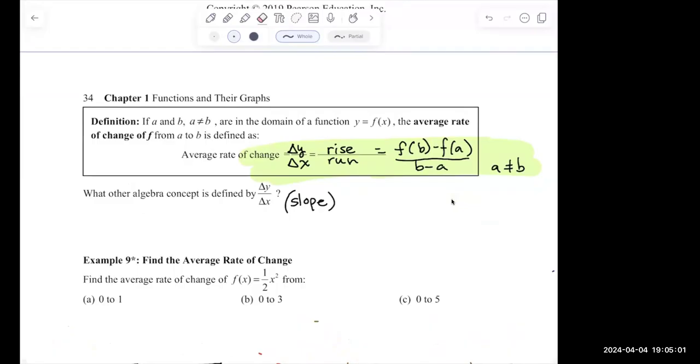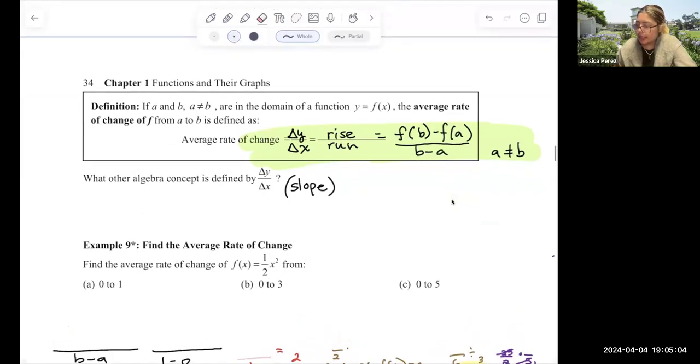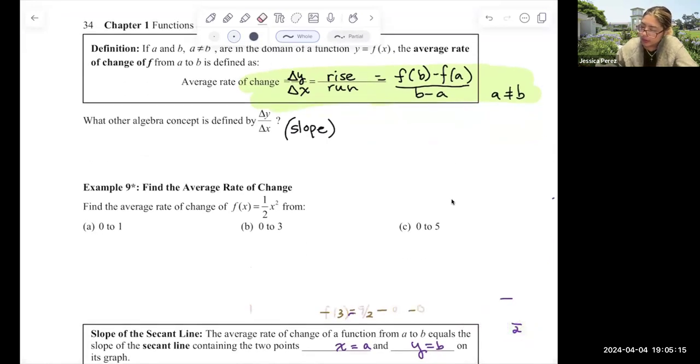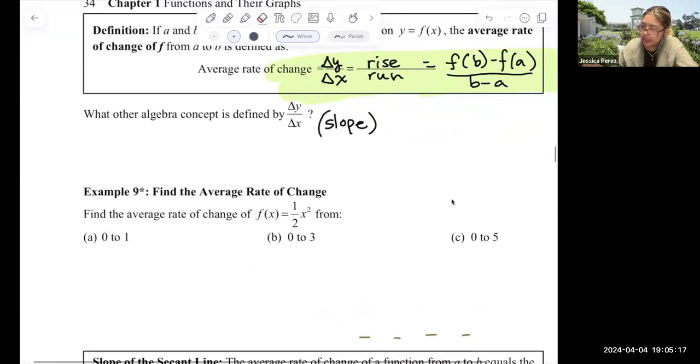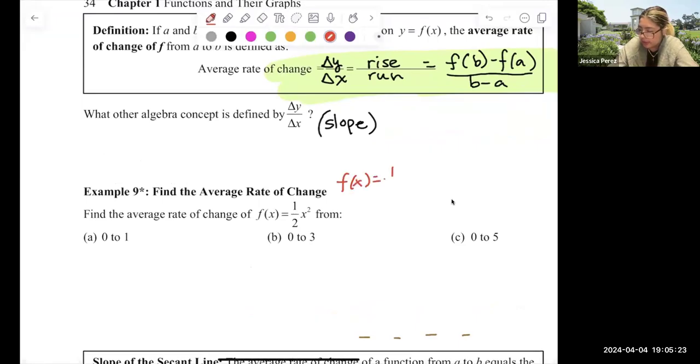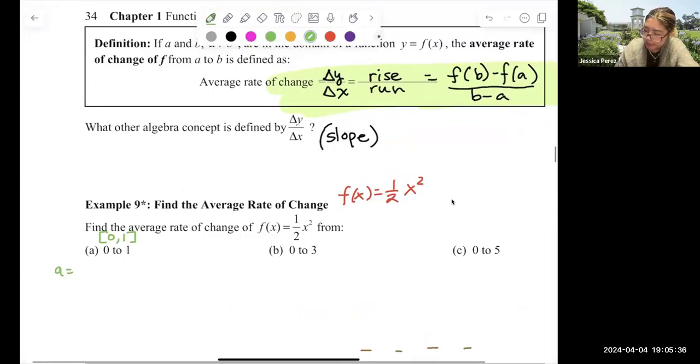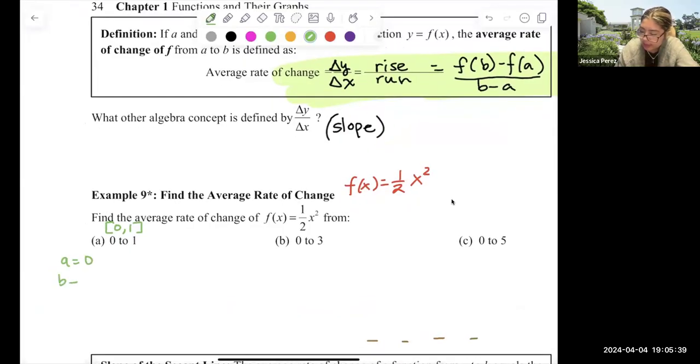Okay. Alrighty, so let's look at how to do average rate of change between a function. And all we're gonna do is we're gonna use that formula. So if we're looking at the average rate of change between 0 to 1, and this is the function. So the function f of x is equal to 1/2 x squared. So what is this saying? I have to find, okay, well, a is the lowest. So this is an interval between 0 and 1. Okay. So the a is 0 and the b is 1.